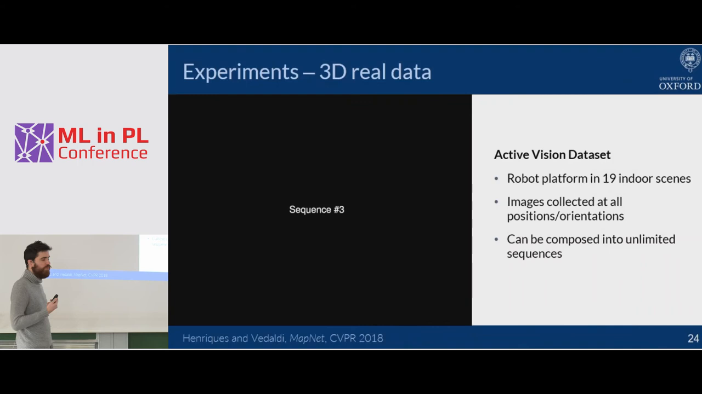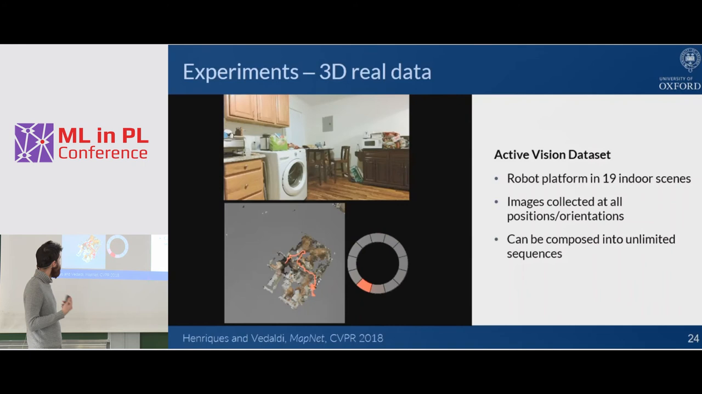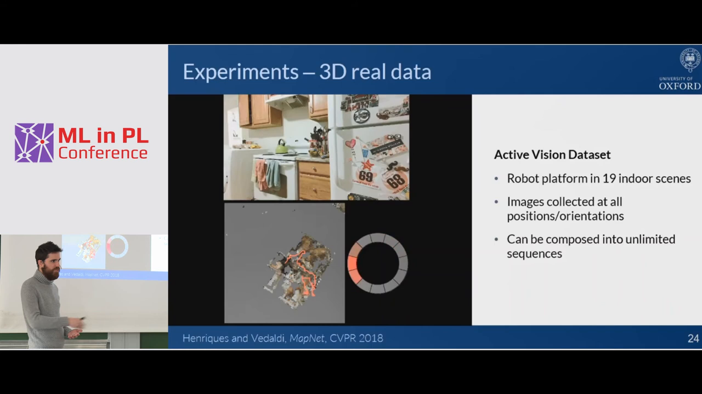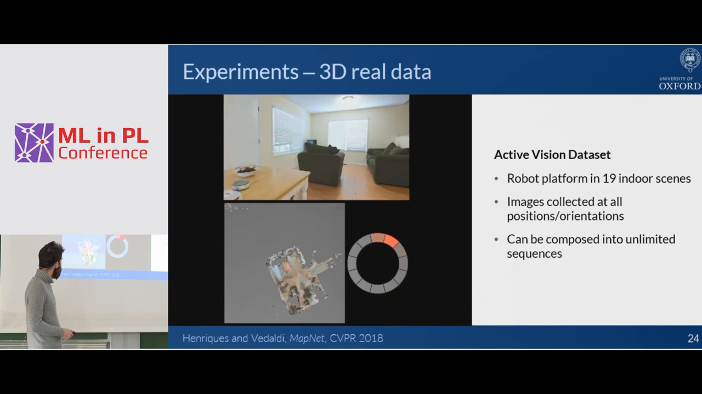The reason why you can do that is because they collected photos at every possible position and orientation in these houses with an actual robot. So because they collected densely every possible image, now you can simulate new trajectories by just stitching together these images in the right way. They provide the toolkit for that. So I think that's cool. And then you can do a bunch of tests on that.